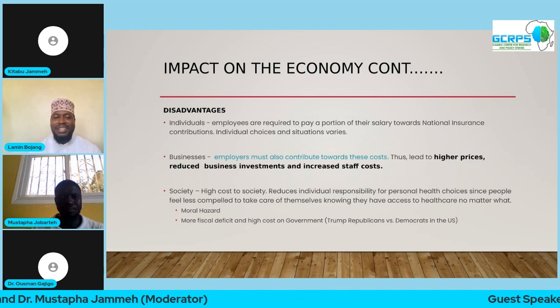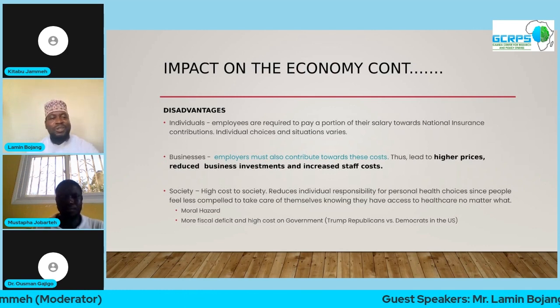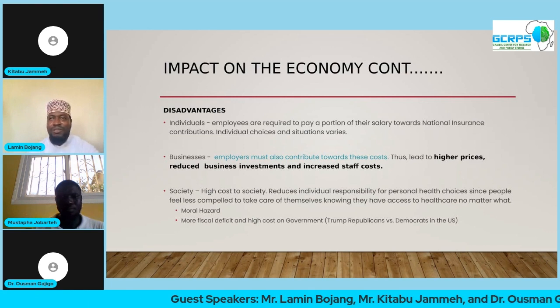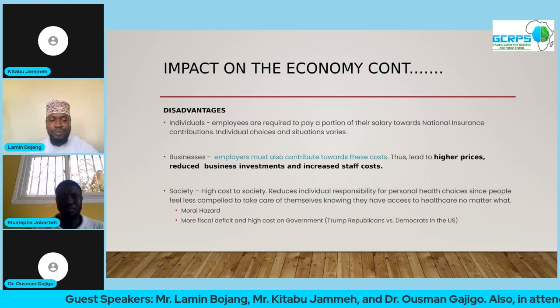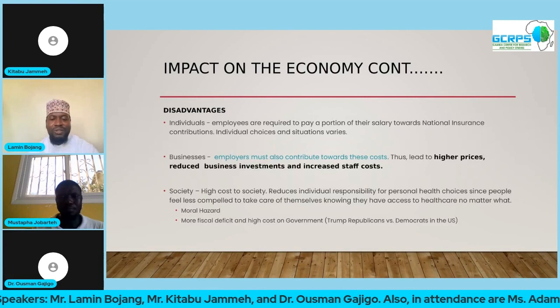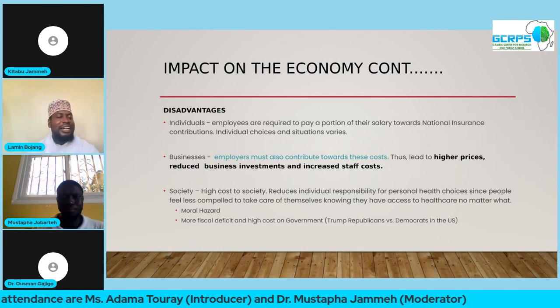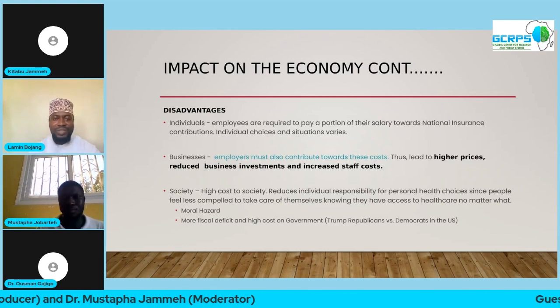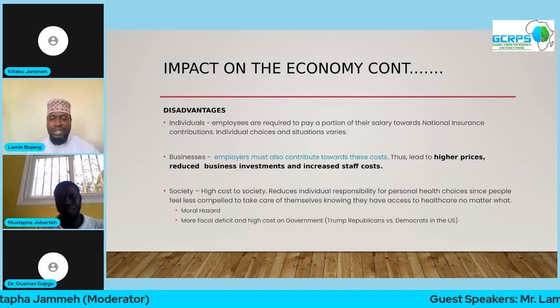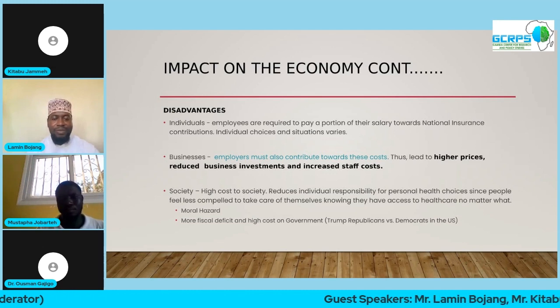To society, basically, one of the challenges is inflation in terms of general price increase. Also, it could lead to, like in the US, the Republicans will always complain about high fiscal deficit and high cost on government. So these are some of the challenges you may have associated with it.